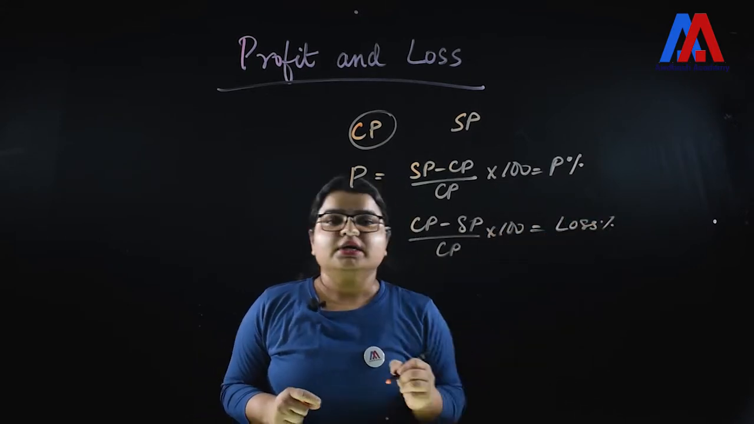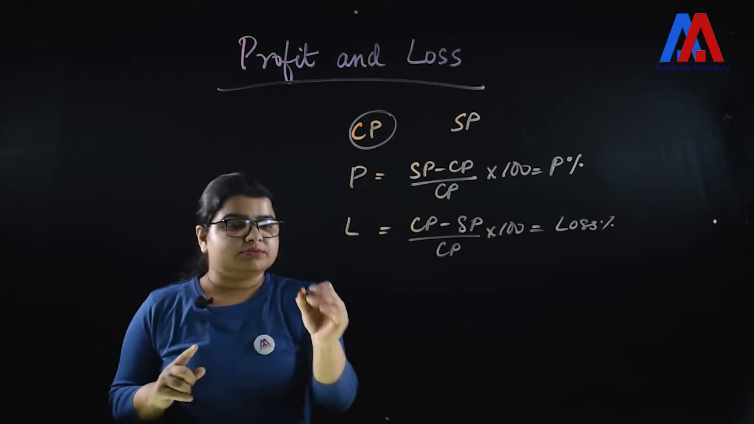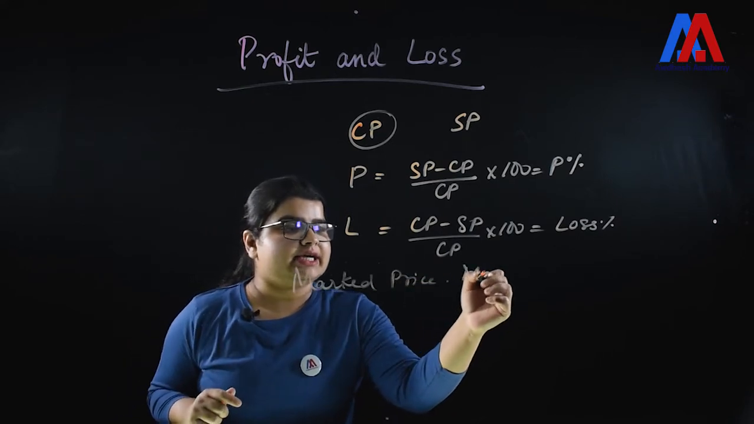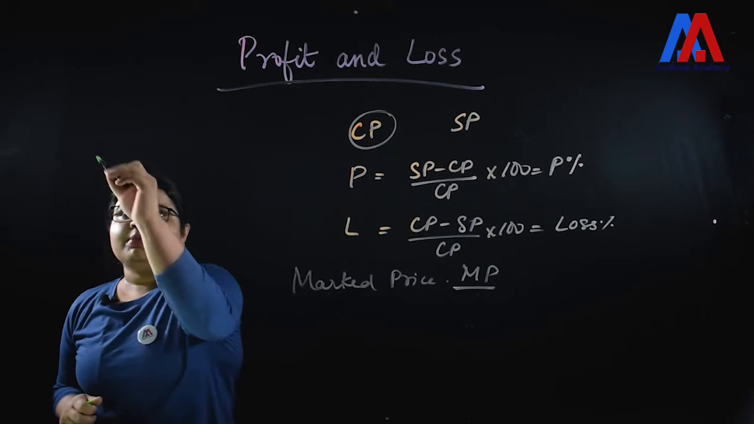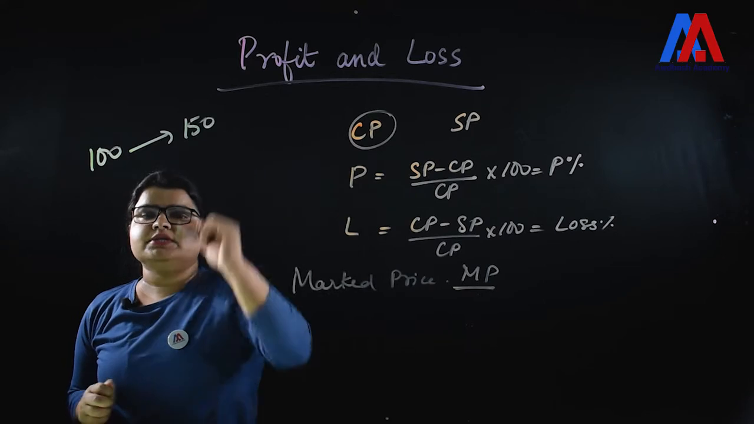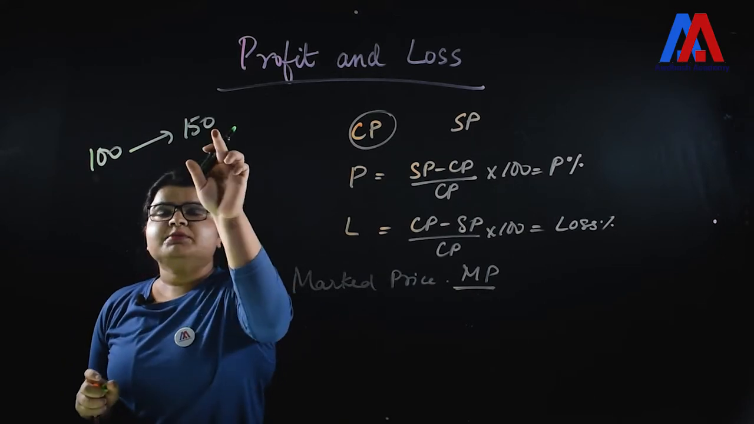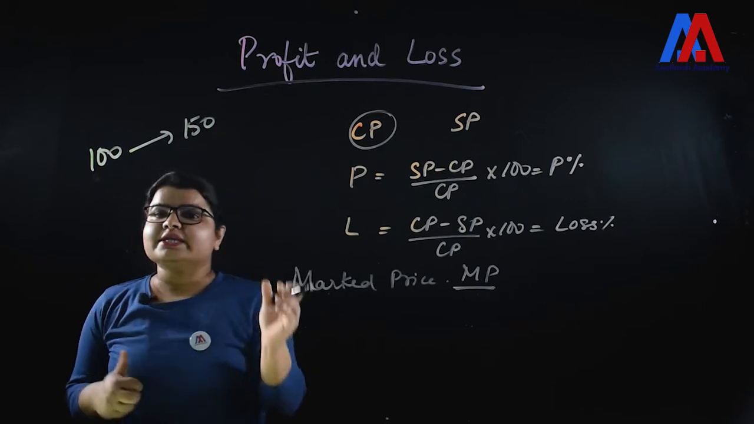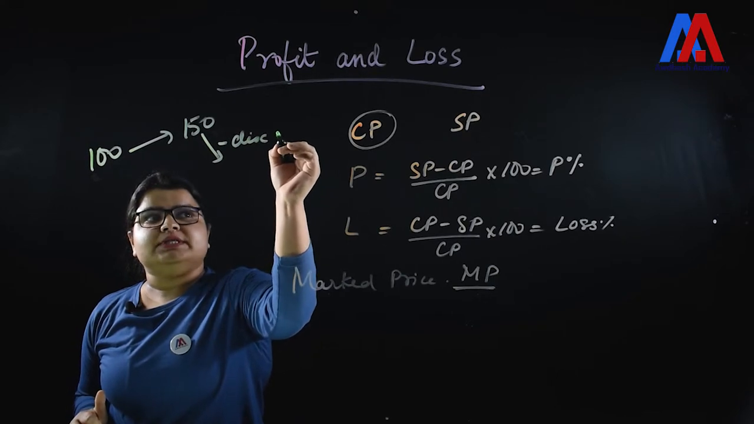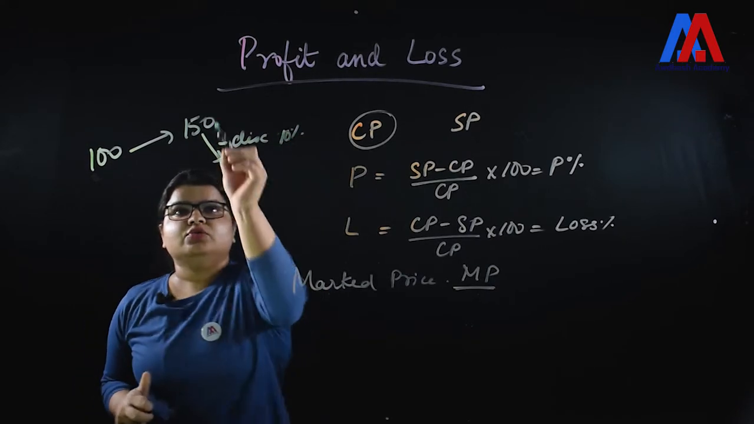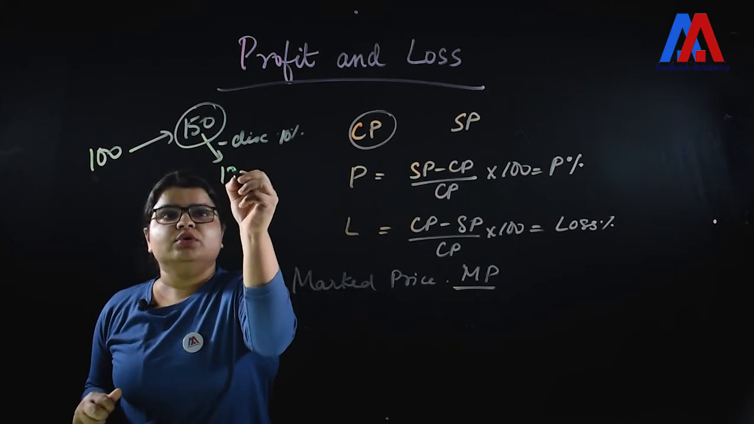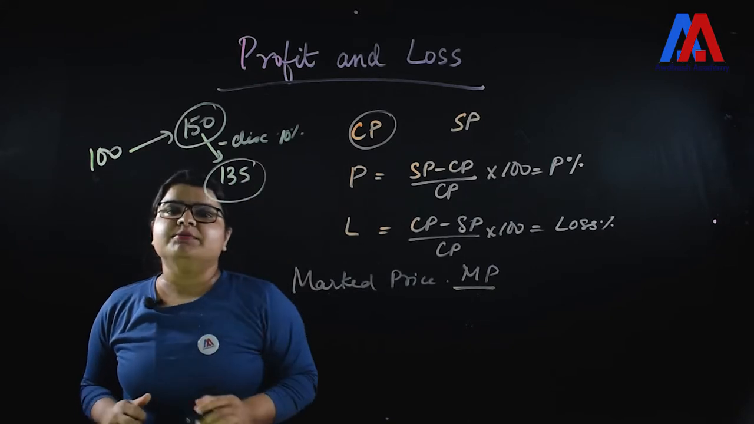loss percent. Now another concept here is the concept of marked price. Marked price is written as MP. Now say you had bought a product for 100 rupees and now you have put the tag of say 150 rupees over it. That is, you have marked up the price by 50 rupees, or you can say by 50%. So now you are offering say a discount of 10%. That means over this price you are giving a discount of 10%. So minus 15 on this will give you 135, and this will now become your selling price.